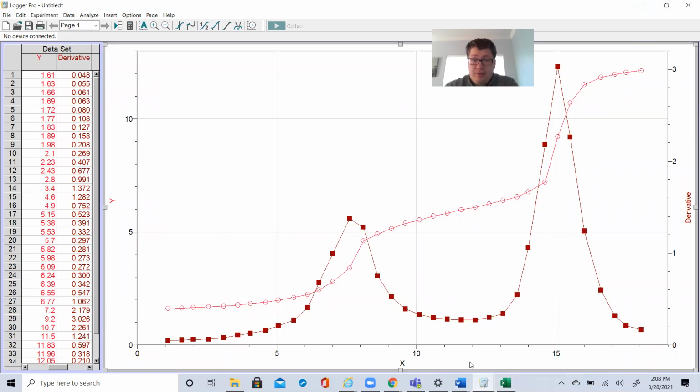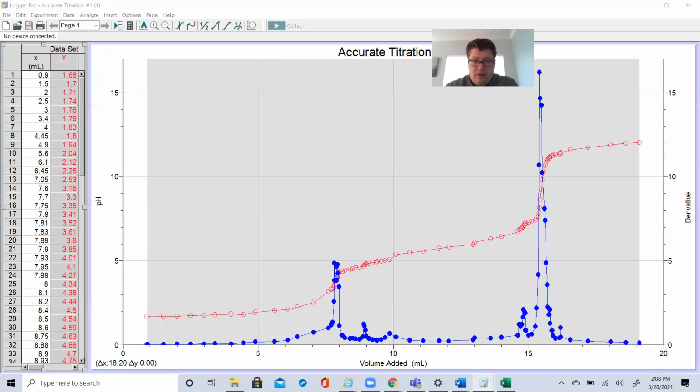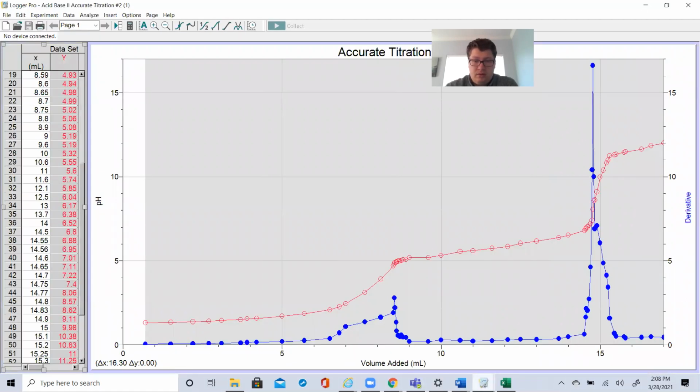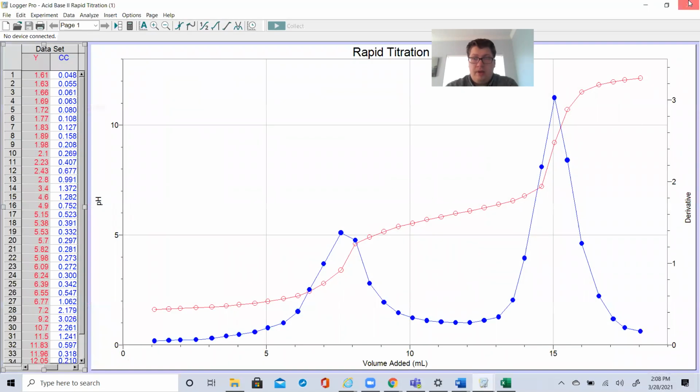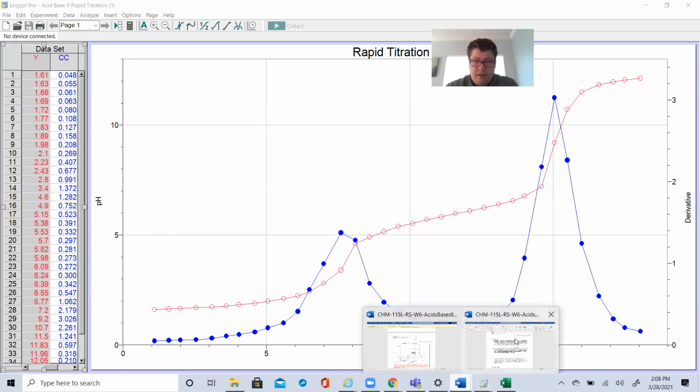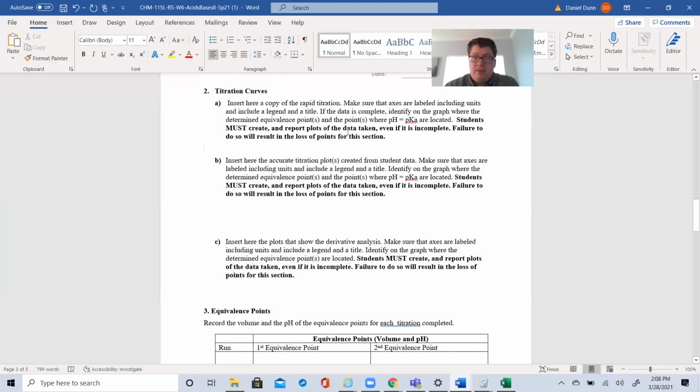You're going to need graphs for the rapid, the accurate, and then the rapid again. You do the exact same thing, either the Excel method, which is the graphical method, or you use Logger Pro, which is the calculus derivative method. If you want more accurate data, I would recommend the derivative method. It just makes life easier. If you want to use the graphical method, it's easier but less accurate, so use that method.